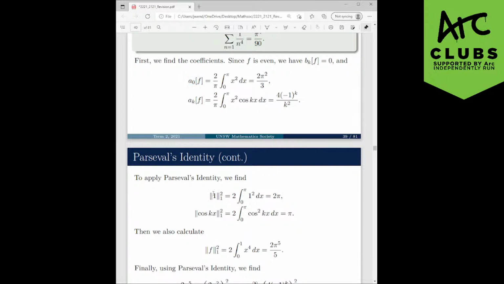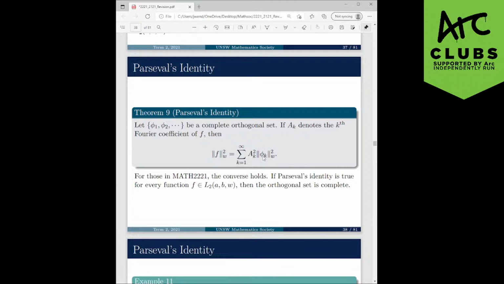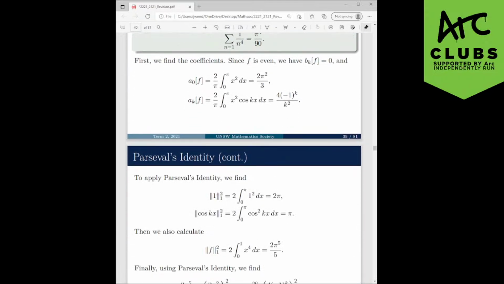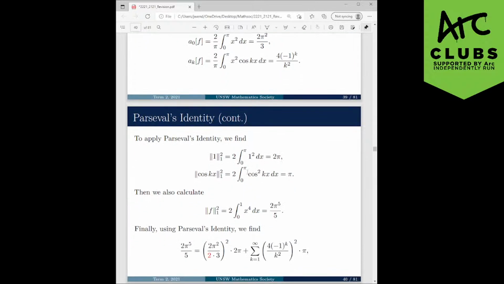So finding the norm of this squared, because remember, Parseval's is norm of phi k squared. And you have a little 1 down there because your sines and cosines are orthogonal with respect to the weight function 1. But as I've said before, when the weight function is 1, you hardly really notice anything. So you have the 1 squared, the cosine squared kx, integrate both of them. Second one, you will be using a double angle formula.